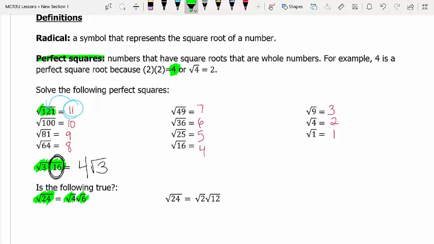Once you've figured that out, ask yourself, is the square root of 24 the same as taking the square root of 2 and multiplying it by the square root of 12? Again, 2 and 12 are factors of 24. So pause the video and see if you can figure that out.